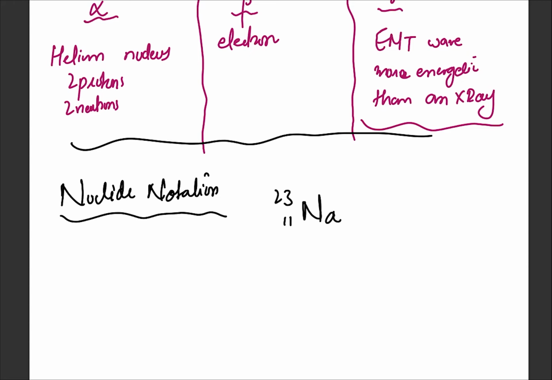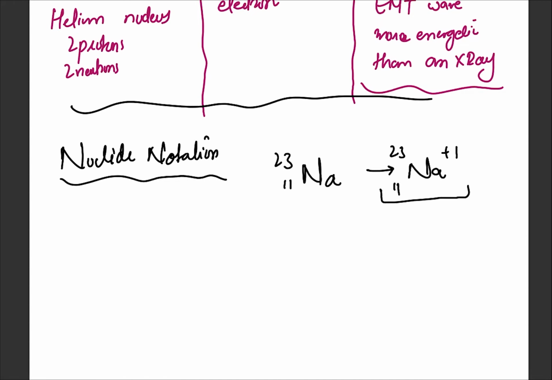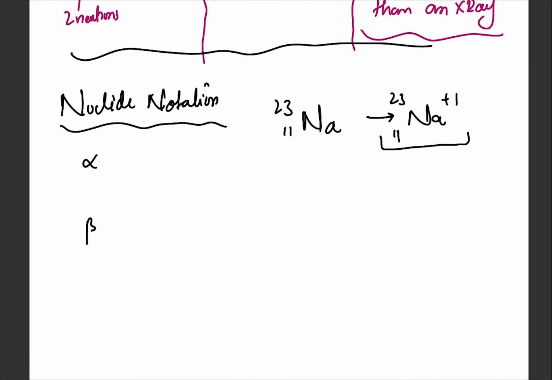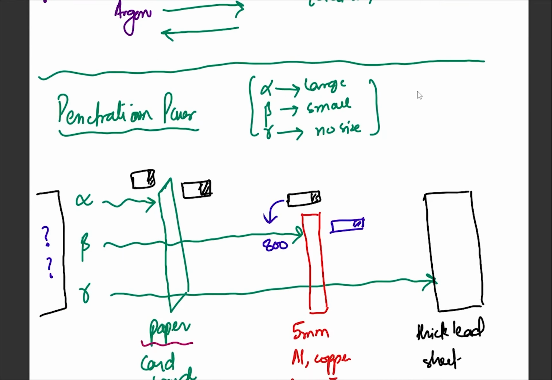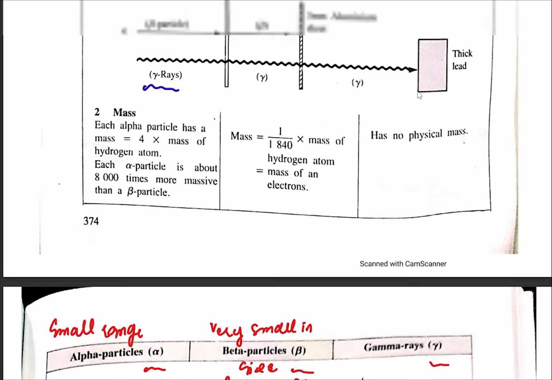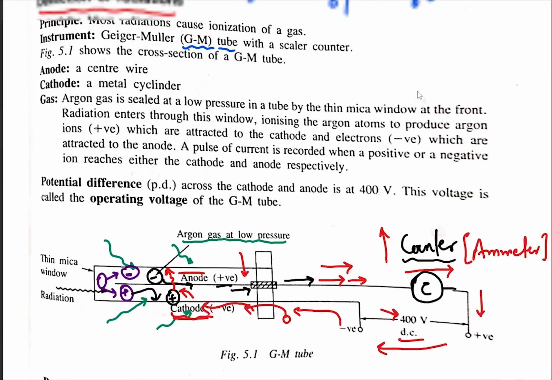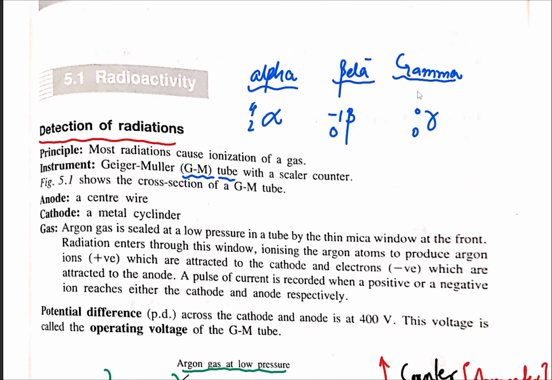For example, if the sodium atom loses one electron, it eventually comes to look like this one, Na plus 1 with 23 and 11. This representation, or the method, is known as nuclide notation. Similarly for alpha, beta and gamma, we have nuclide notations, and this is where we actually started off from the very beginning. This is what I wrote down for them: alpha, beta and gamma.